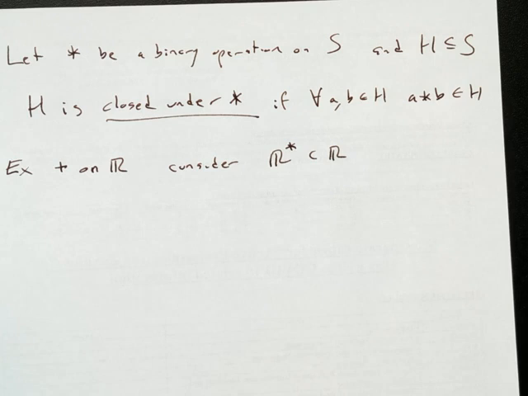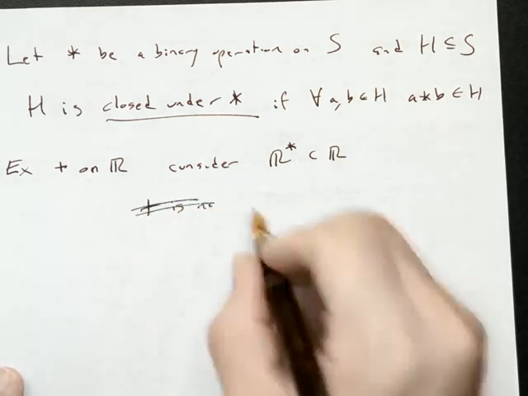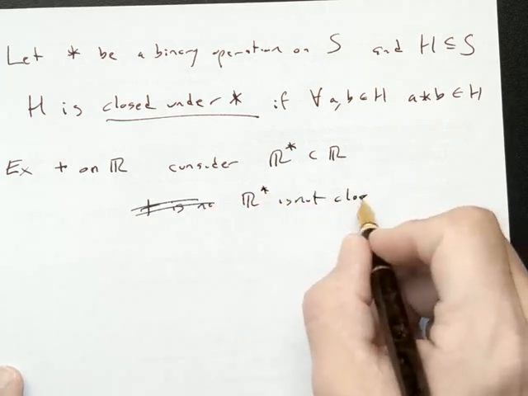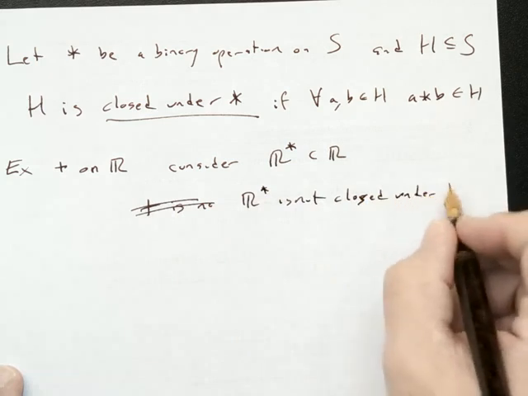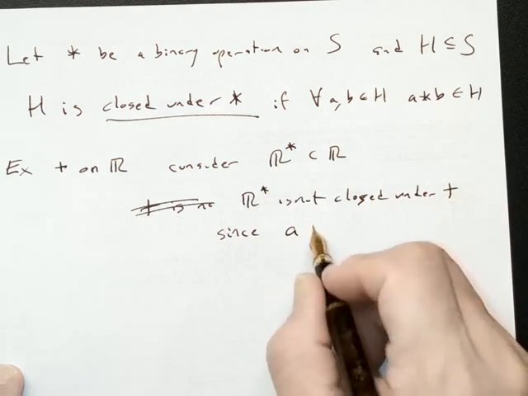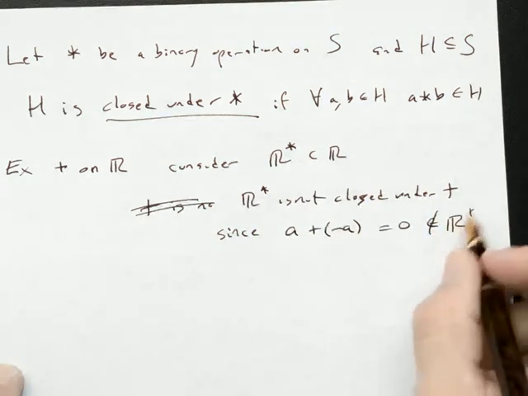Is addition closed in R star? Why not? Because if you got -1 and 1, you get 0. Bingo. Matter of fact, that's true for any number. I can take the number, I can add its opposite and get 0, which is not in R star.